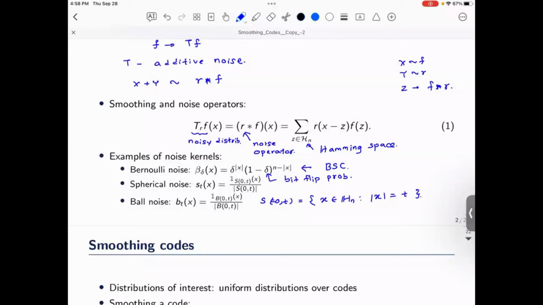If you think about the channel, this corresponds to a channel that induces exactly T bit flips. Another example is ball noise, but it does not have a physical meaning at this point, so I'll skip. But this is also an important noise kernel that we come across in coding theory.